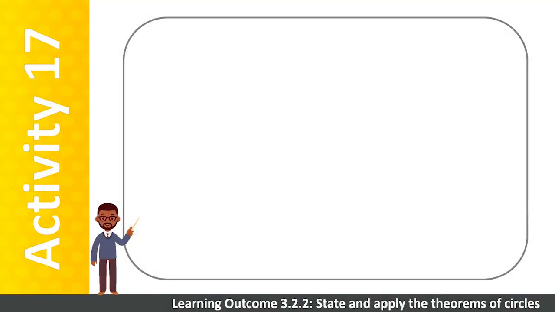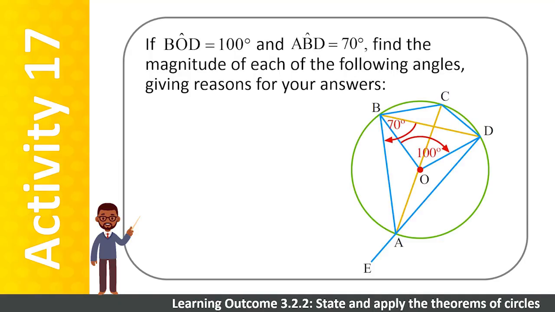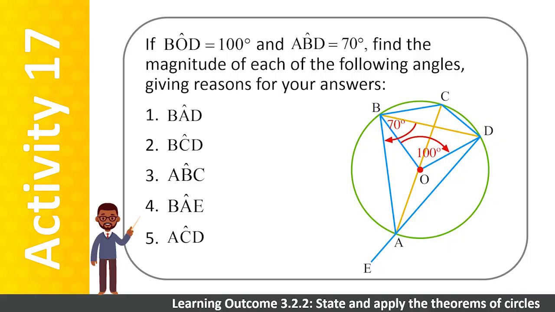Please work in groups to do this activity, which combines different theorems. Given this diagram where BOD equals 100 degrees and ABD equals 70 degrees, find the angles listed and give the reason for each answer.